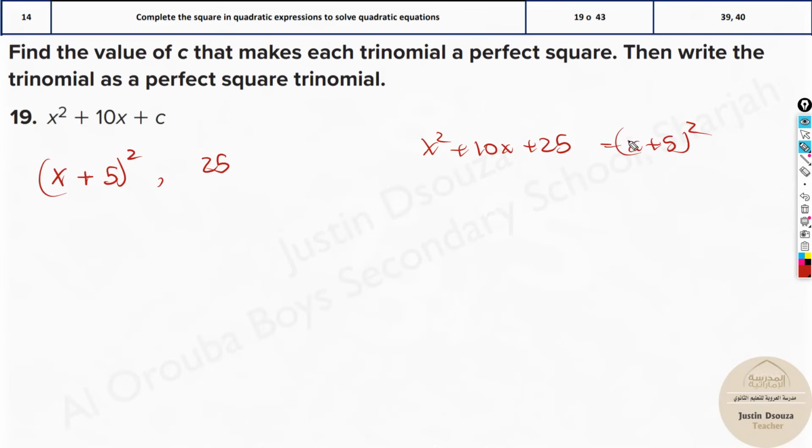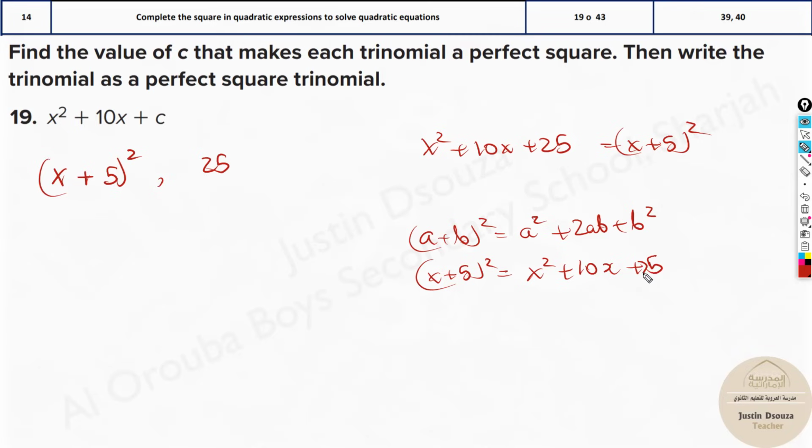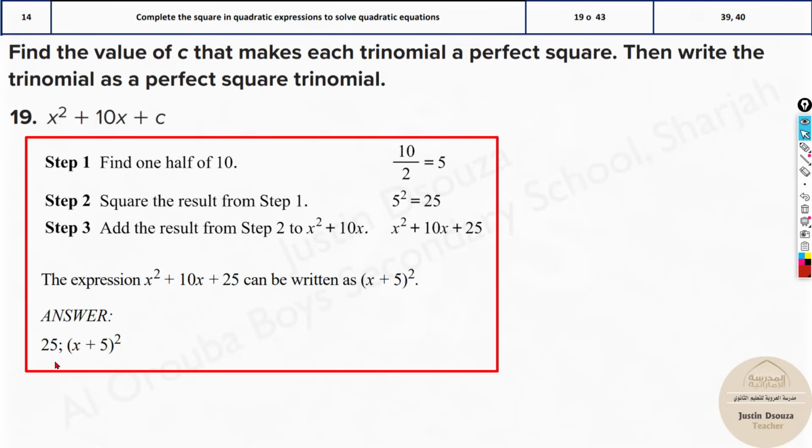And you can prove this up. Use the identity a plus b the whole square. That is a squared plus 2 times ab plus b squared. Here we have x plus 5 the whole square, isn't it? So it'll be x squared plus 2 times 5 is 10x plus 25. So it's 2 and 5, 5 squared. So we are just using this shortcut from this formula itself. So that's why you can just remember what I just now did and you will easily get the answers. It is x plus 5 whole square and c value is 25.